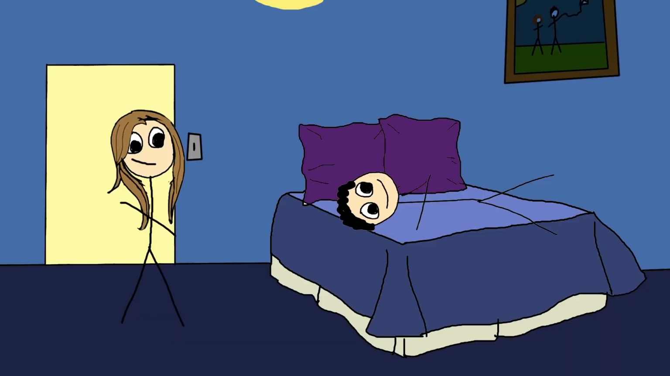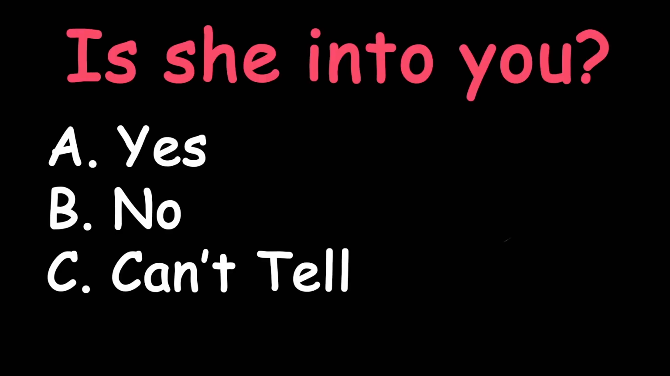She pushes you onto her bed, dims the lights, rips off her clothes, and you start having sex. Is she into you? Yeah, again, you really can't be too sure.